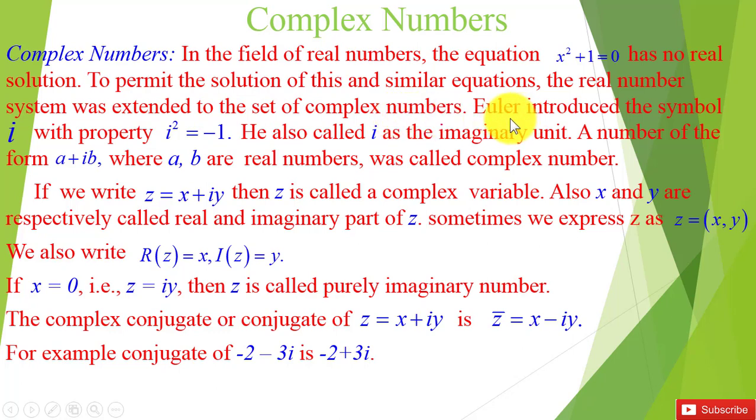Euler introduced the symbol i with property i square is equal to minus 1. He also called i as the imaginary unit. A number of the form a plus ib, where a, b are real numbers, was called complex number.